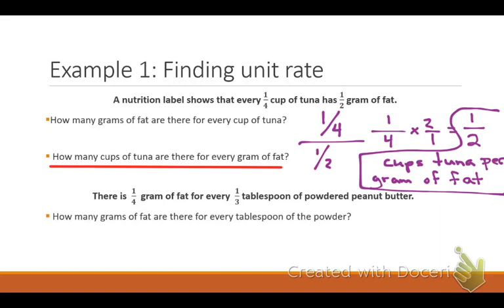How much tuna am I going to eat? 1.5 cup. Very good. So if half a cup is 1 gram of fat, and I said I think I can do 3 grams of fat, how much tuna can I eat? 1.5, right? I multiplied top and bottom by 3. So you see, that's where equivalent ratios come into play.